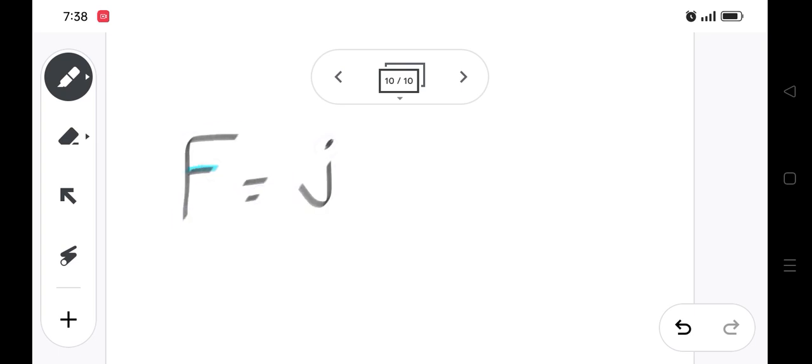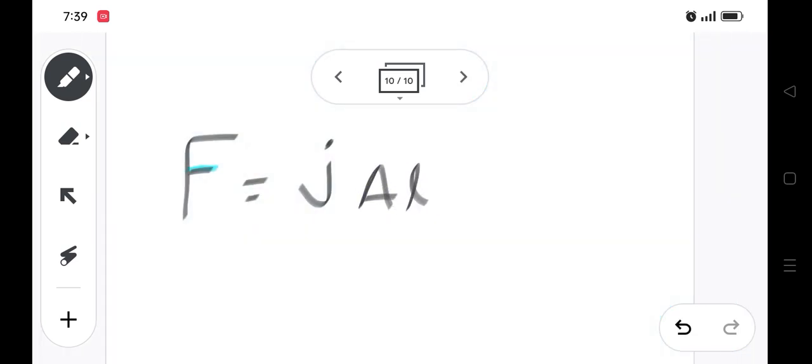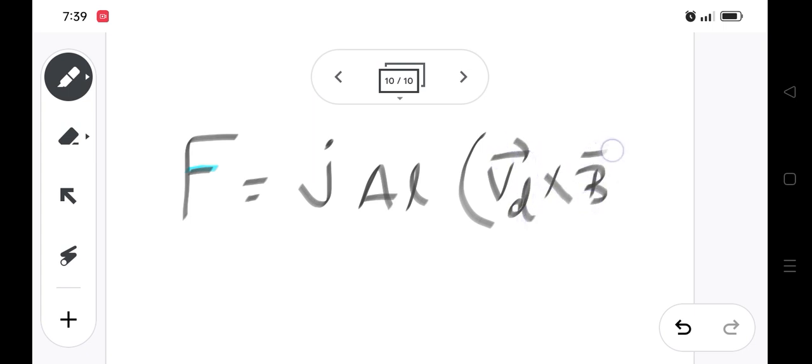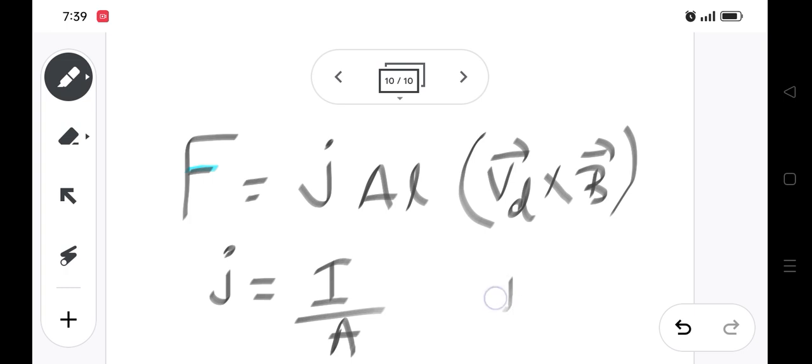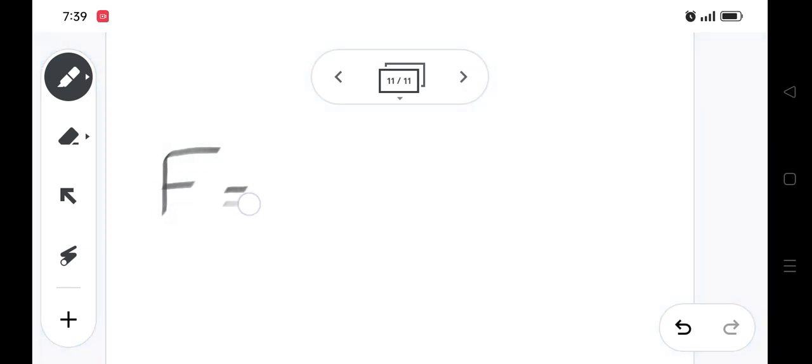So F equals J into, then what remains? nQVd, instead of that we wrote J. Then A and L remain: A, L into Vd cross B. Then one more thing you should remember. This current density J is equal to I by A. So J into A is equal to I. So we can replace it by I.